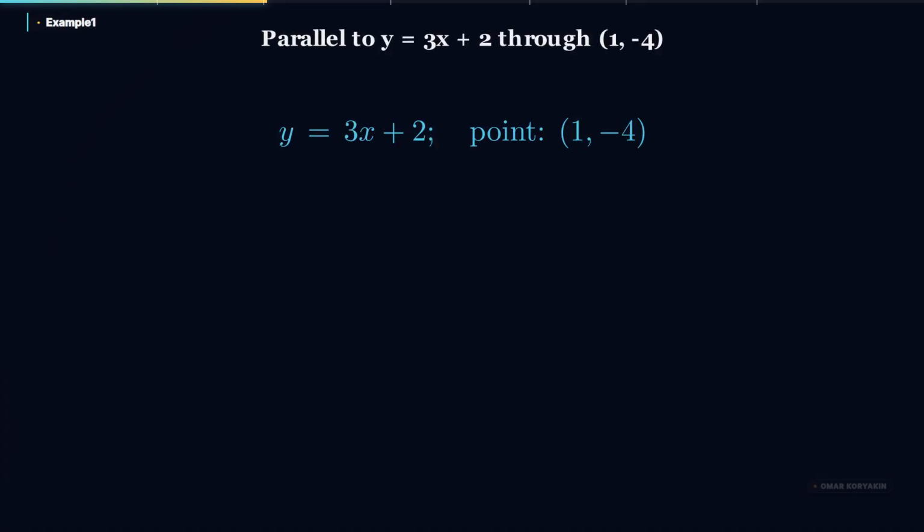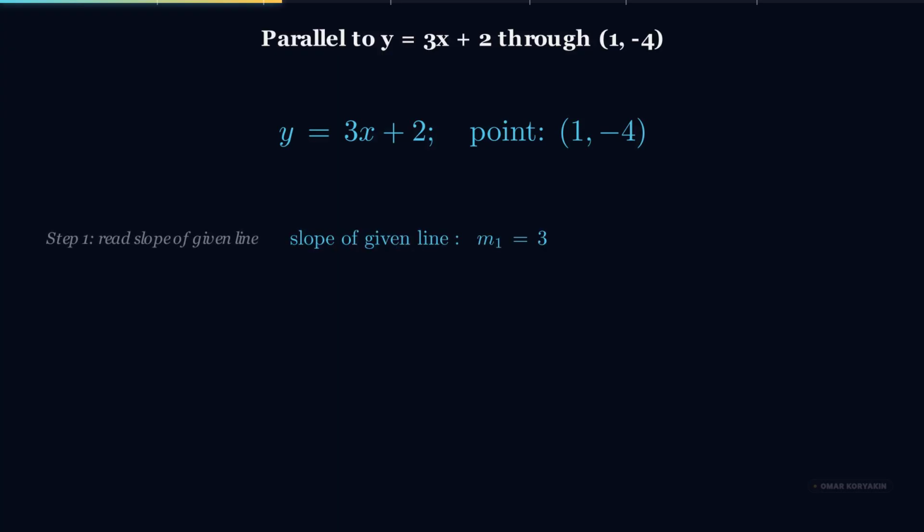Here is the first worked example. Write the equation of the line parallel to y equals 3x plus 2 and passing through the point (1, -4). The given line has slope 3, so the parallel line will also have slope 3 by the parallel rule.